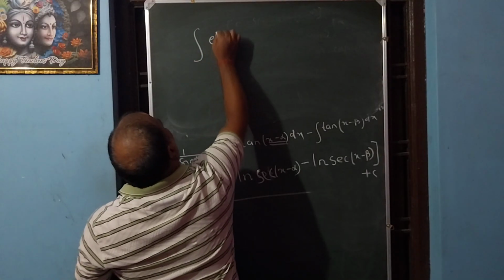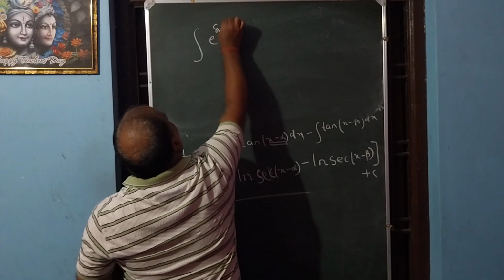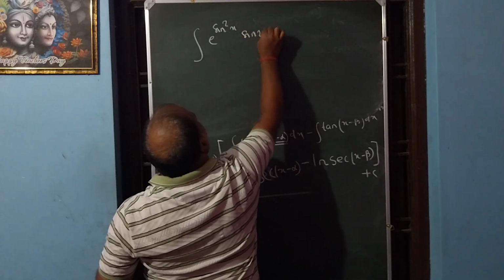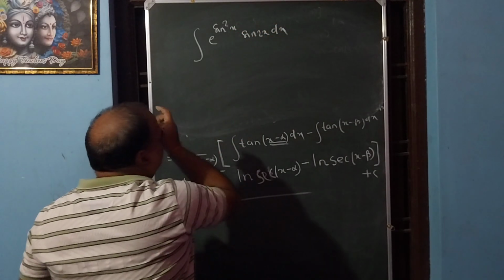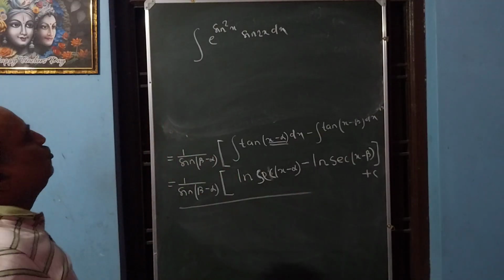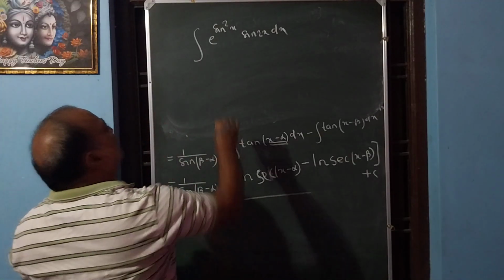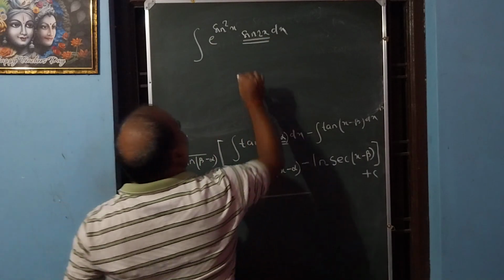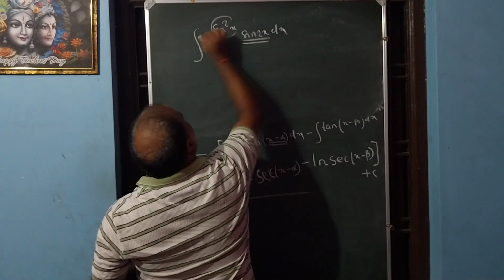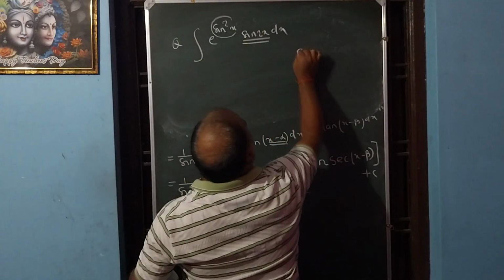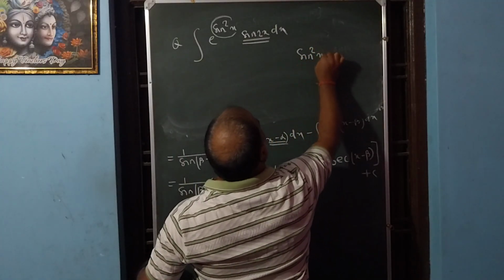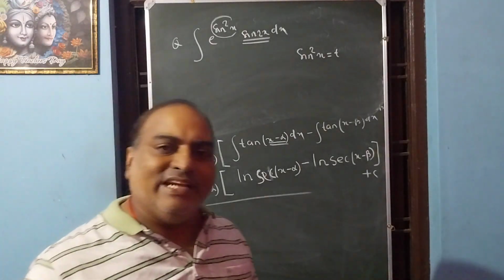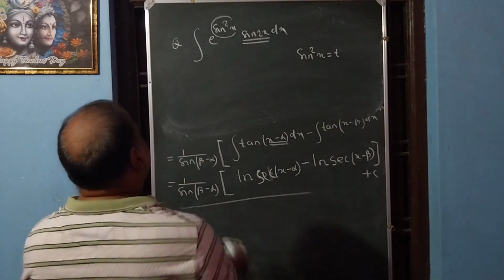Integration of e to the power sin square x into sin 2x dx. Okay, this is one question. So which quantity do you have to put so that the derivative is sin 2x? Let us take sin square x is equal to t. Once you take it, you have to differentiate on both sides with respect to x.